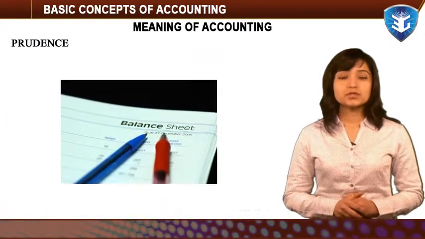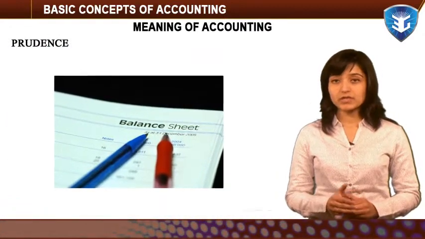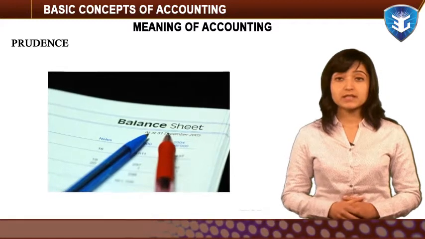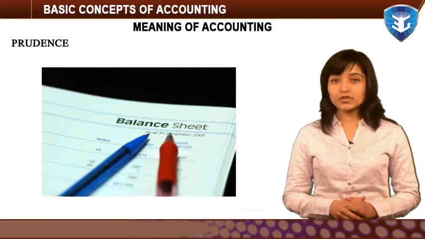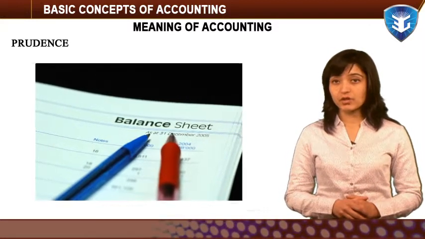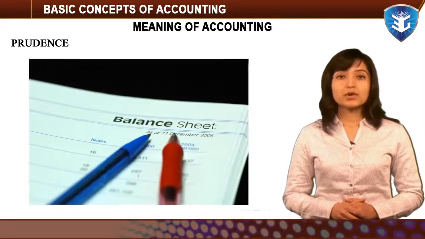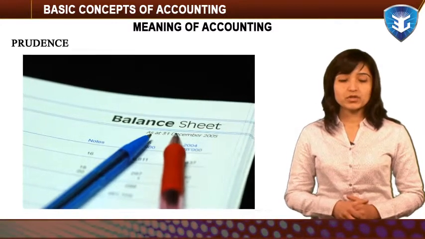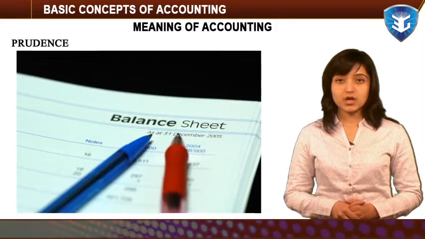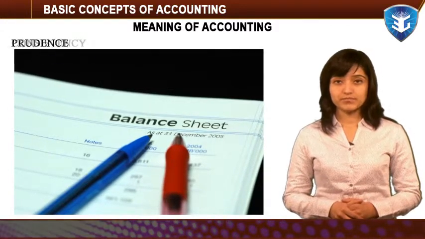Prudence. Prudence is a proper caution in measuring profit and income. Where sales are made for cash, profit and income can be accounted for in full. Where sales are made on a credit basis, however, the question of the certainty of profits or incomes arises.